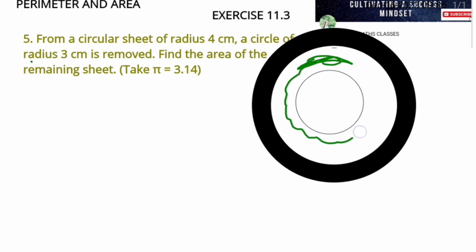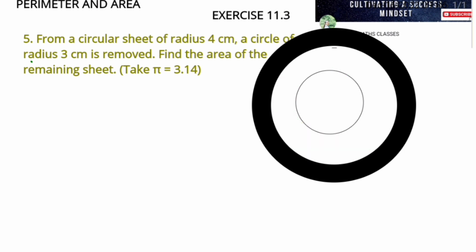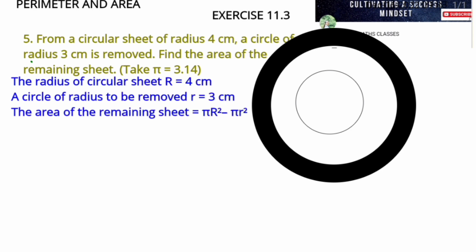So how will we find this area? We need to find this colored area. So what will we do to find the area of the remaining sheet? There are 2 methods. Either first you calculate area of the bigger circle, then area of the smaller circle and subtract them. Or second is directly with the formula that I am going to tell you. Always write down whatever is given first.